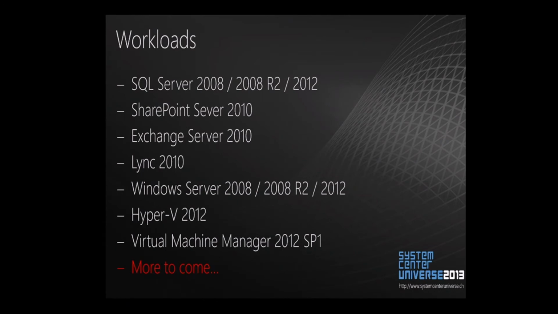So now the interesting part is, okay, what can I analyze with my best practice analyzer up there in the cloud? Until now, we have SQL Server, SharePoint Server, Exchange, Lync, Windows Server, Hyper-V, and last month I think they added Virtual Machine Manager 2012 SP1. And that's not the final table. There will be more workloads added, and System Center Advisor will be improved to support more workloads and rules, of course.